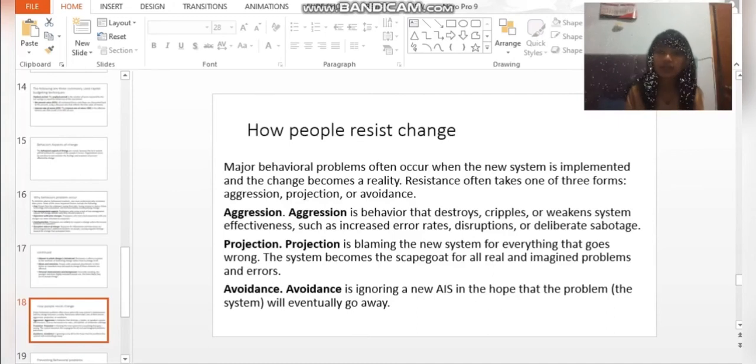Aggression is behavior that destroys, cripples, or weakens system effectiveness, such as increased error rates, disruption, or deliberate sabotage. Projection is blaming the new system for everything that goes wrong. The system becomes the scapegoat for all real and imagined problems and errors. Avoidance is ignoring a new AIS in the hope that the problem, the system, will eventually go away.